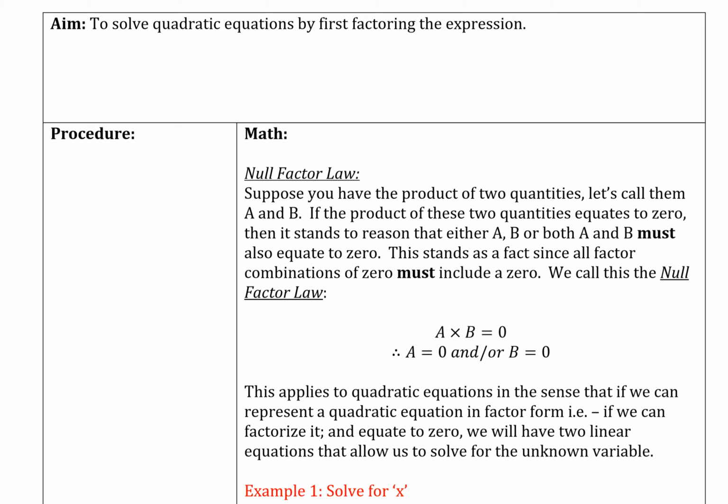Now, the null factor law states that if we have any two things that are multiplied together, let's call them A and B, if the answer was 0, then we know that at least one of them, if not both of them, had to be 0. Now this makes sense because anytime we multiply two numbers together, we're always getting something unless one of them was nothing.